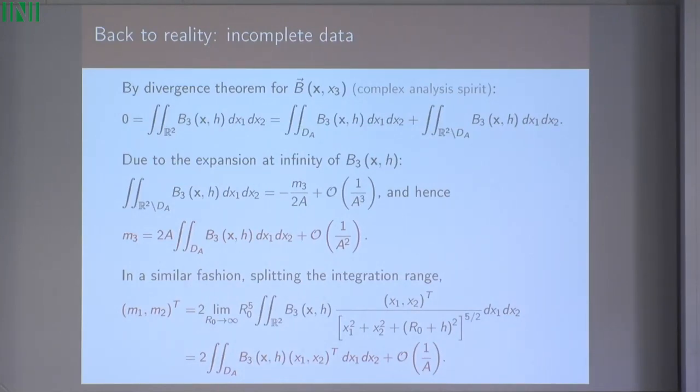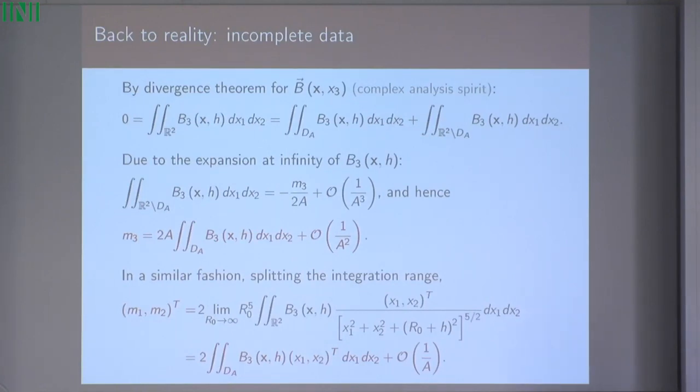We obtain that actually the integral of B3 should be 0, because B3 is a normal component to the plane. So the integral of B3 has to be 0, and if we split further this integral in the plane into two parts, where we have measurements and its complement, then for the part which is the complement, we can use the asymptotic expansion that I showed on the previous slide, and it has M3 as a dominant term. So it should balance what we measure.